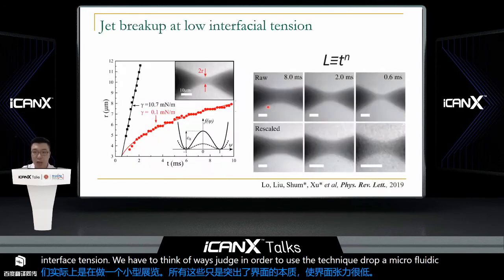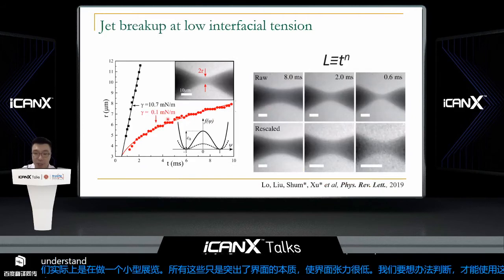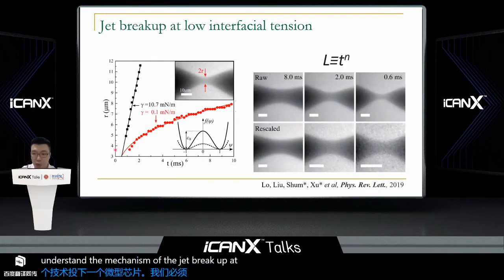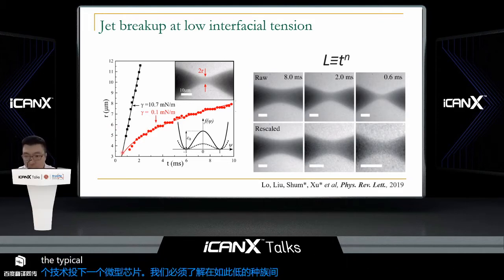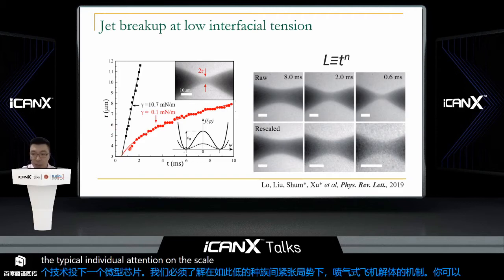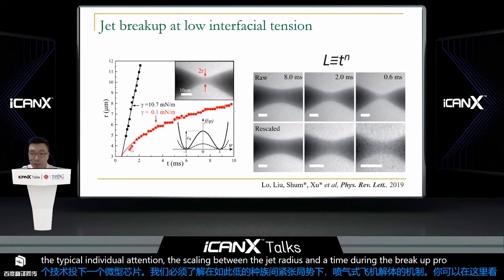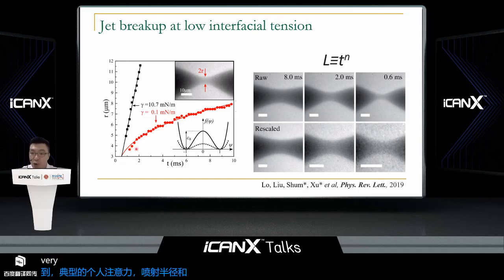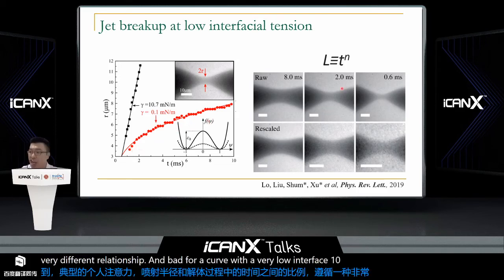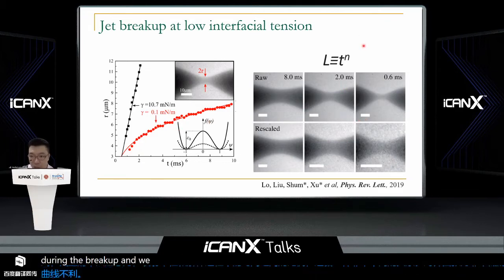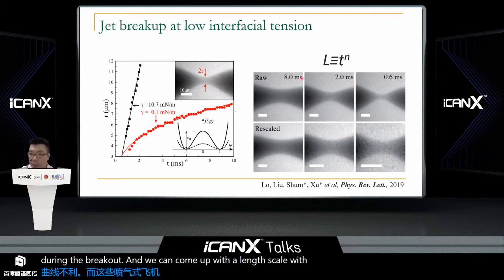So we have to understand the mechanism of the jet breakup at such low interfacial tension. You can see in this diagram here that for typical interfacial tension, the scaling between the jet radius and the time during the breakup process follows a very different relationship than that for a jet with a very low interfacial tension. And these jet shapes are self-similar during the breakup, and we can come up with a length scale with respect to time following this expression with an exponent n.